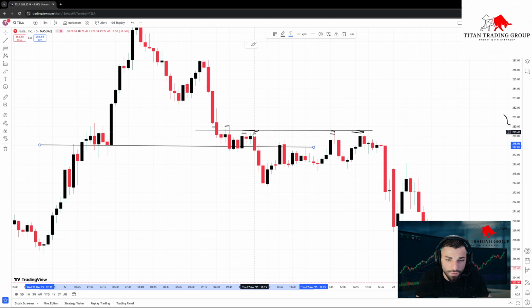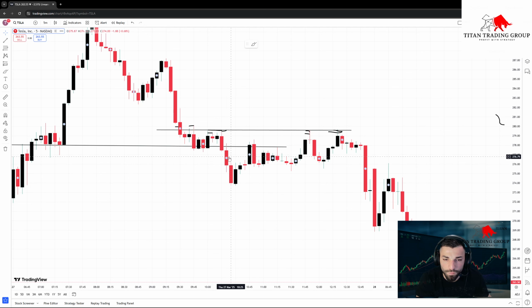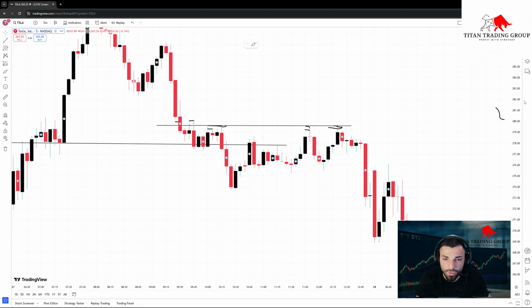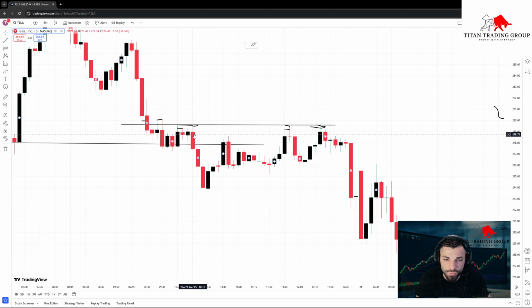Once the stock fails for the third time, 1, 2, 3, we have come down on a 5-minute engulfing candle. An engulfing candle just means that this red candle right here is bigger than the previous candle.